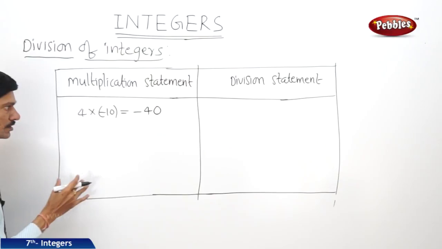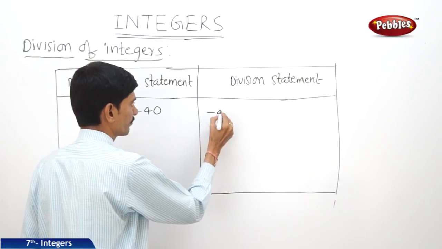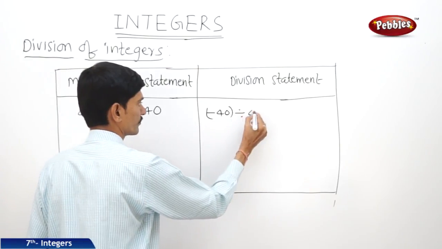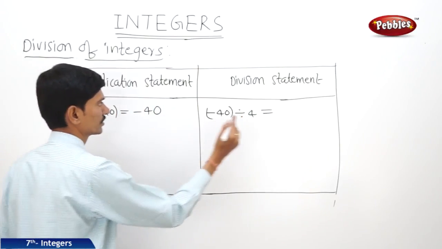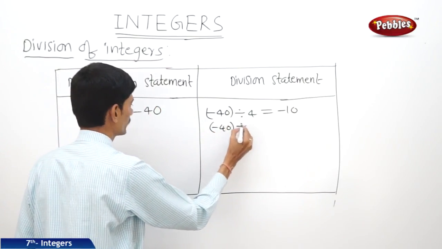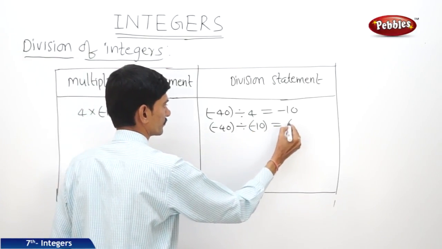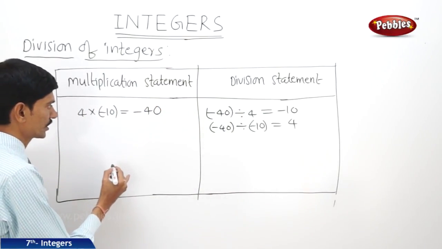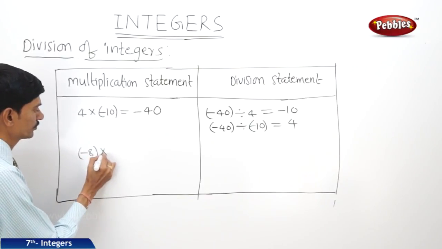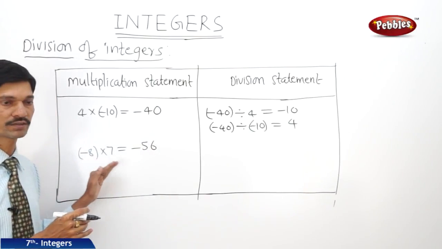So for this multiplication statement, we can write two corresponding division statements: when minus 40 is divided by 4, we get the quotient minus 10. And when minus 40 is divided by minus 10, we get the quotient 4. And if you take the second multiplication statement, minus 8 times 7 equals minus 56. The product of minus 8 and 7 is minus 56.